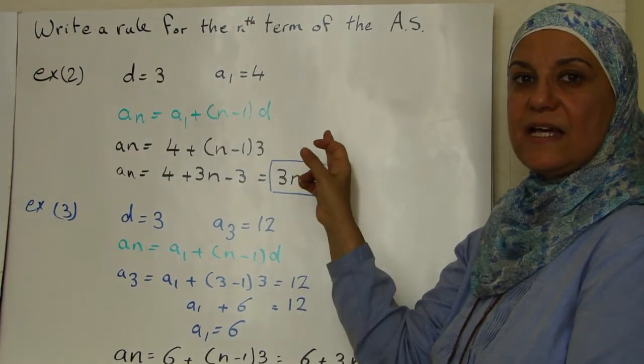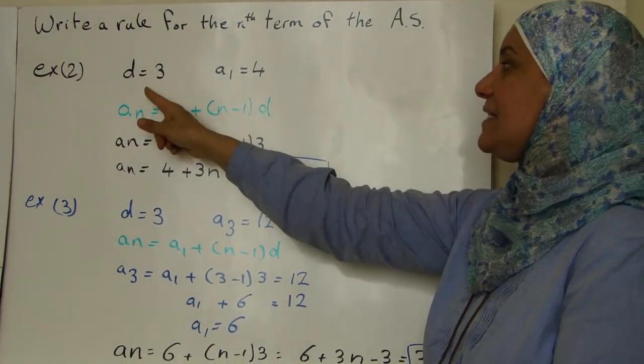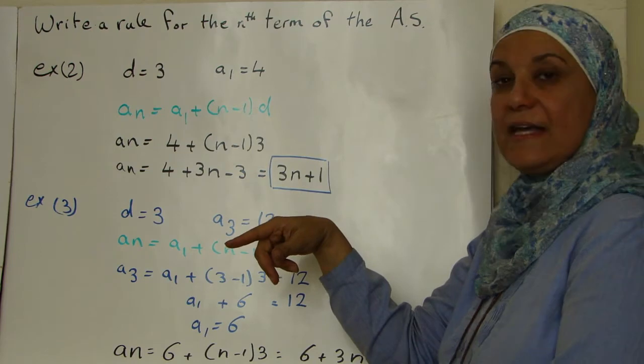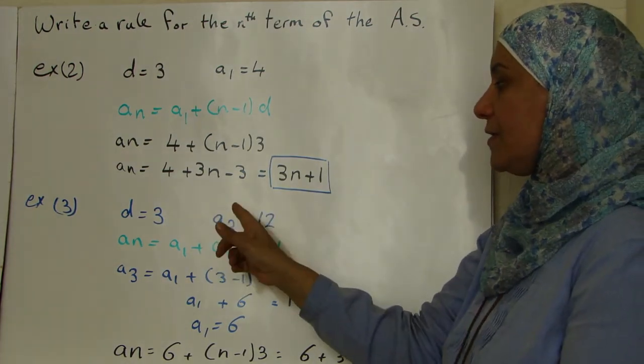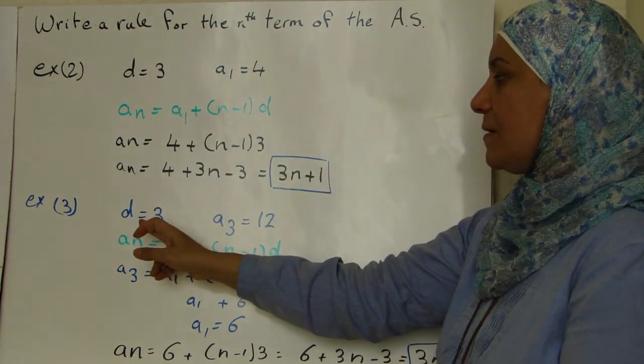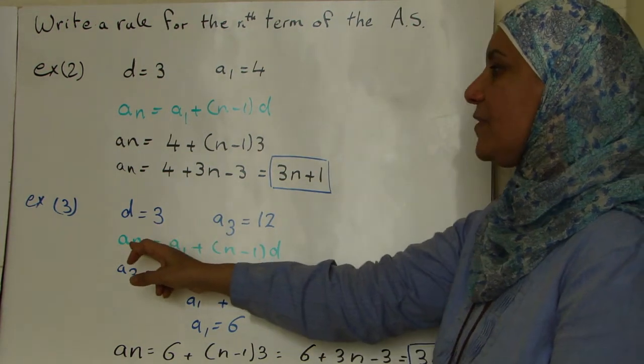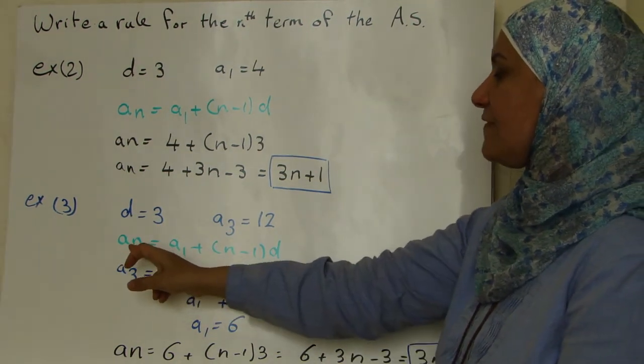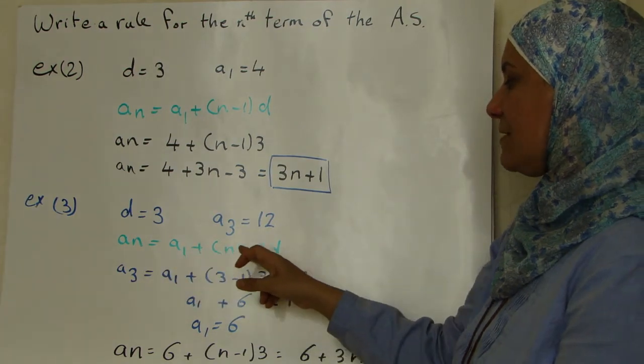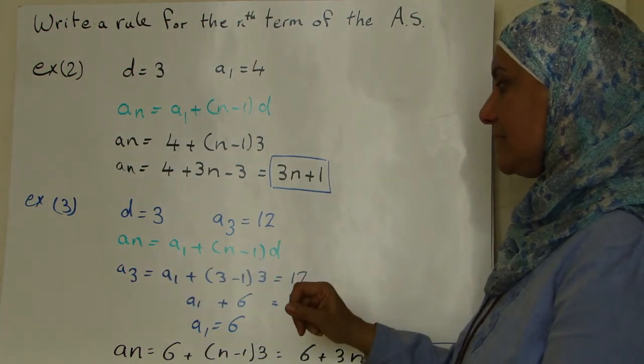Is that the only case I'm going to have, having d and the a1? No. There are cases where I don't know the a1. For example, I'm going to have the d, but I don't know the a1 and I have the a3. So what am I going to do? I'm going to use a_n equals a1 plus n minus 1 multiplied by d.